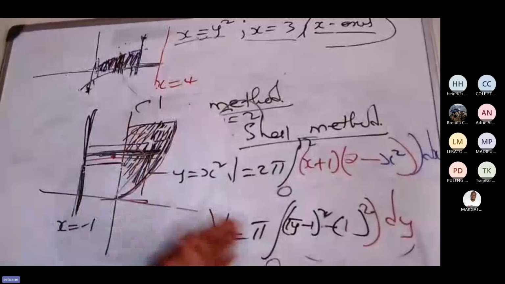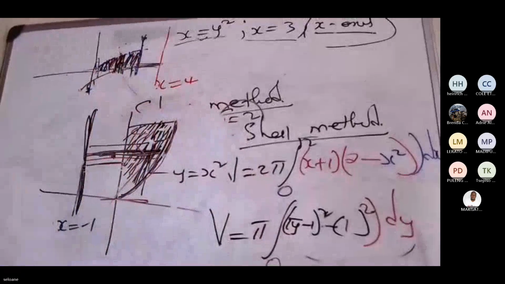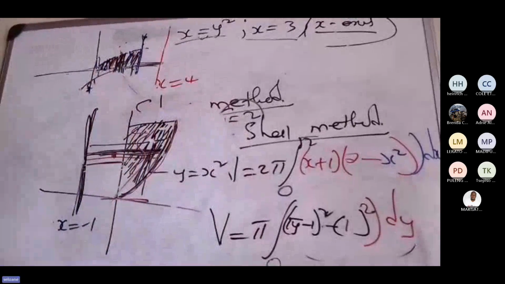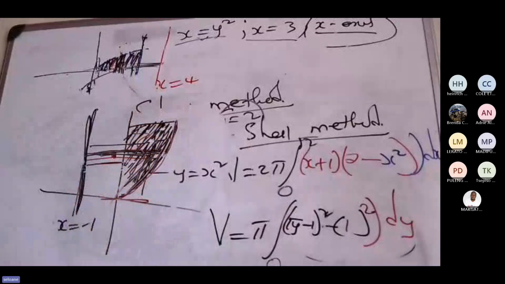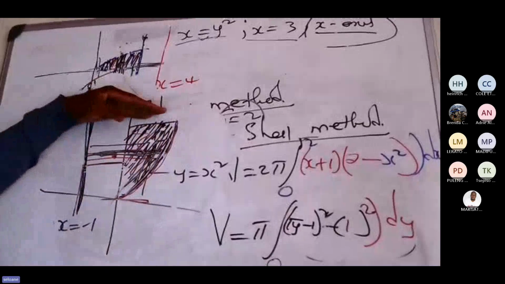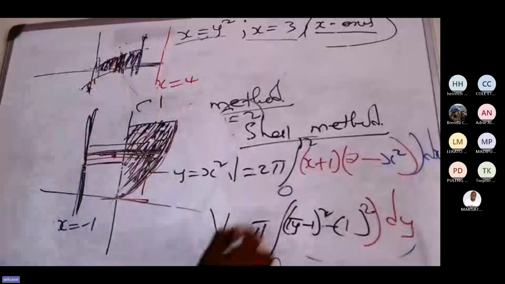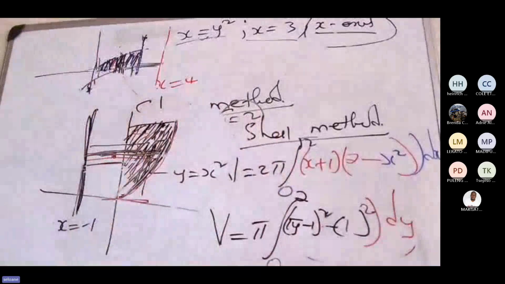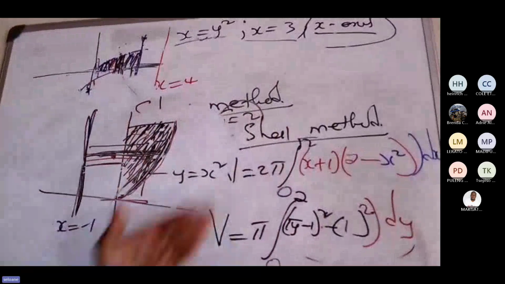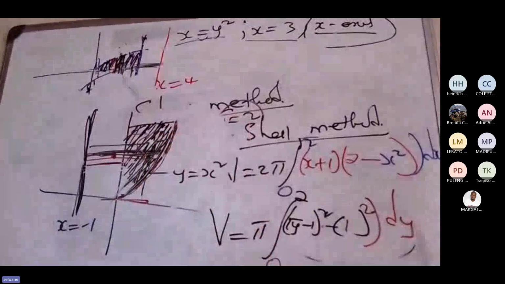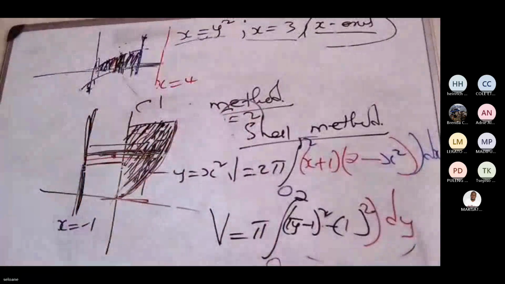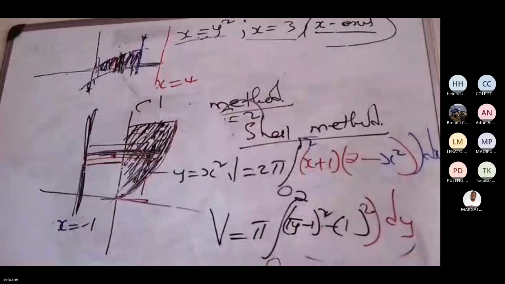Then from there, good. From 0 up to what? What is this y here, in this region? What is the greatest value of y? The biggest value of y here is 2. It will be 2. Then you look at this. Which one will be simple to evaluate? Then you are good to go. Any question?